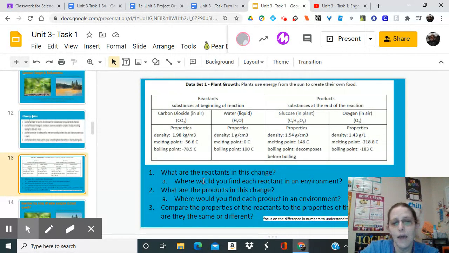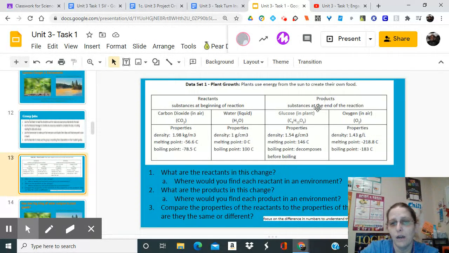So what are the reactants in this change? This is fairly straightforward. You don't need to overthink this. The reactants are right there. Carbon dioxide, water. All you have to do is write that right there, okay? Where would you find each reactant in the environment? It tells you right here. In the air, liquid. That's it, okay? What are the products in the change?